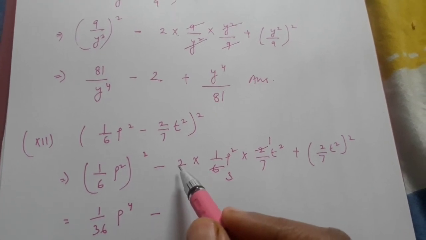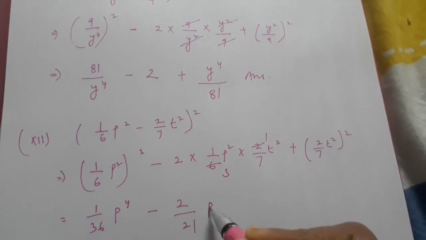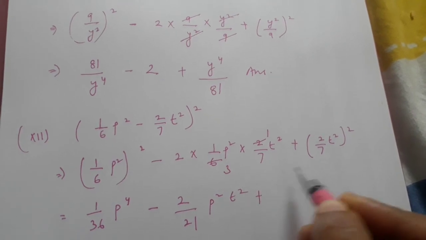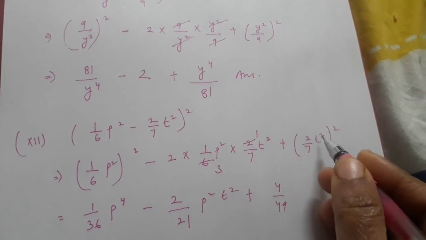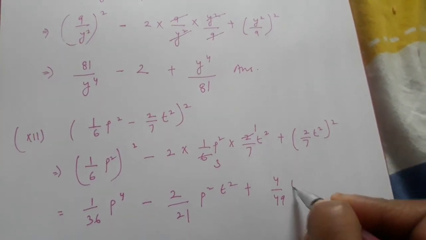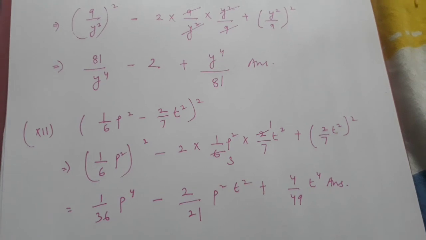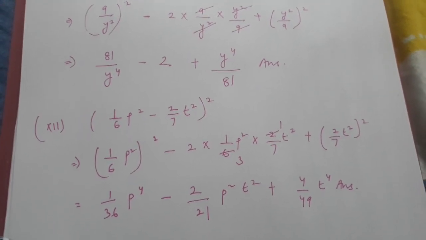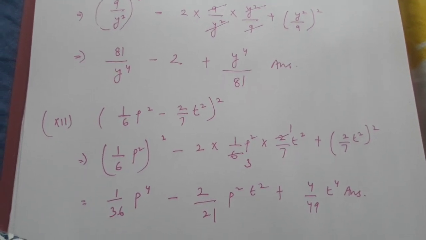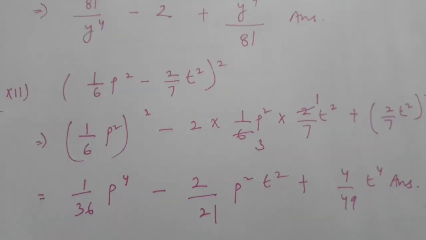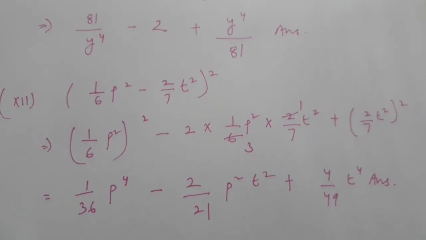So our answer would be 2 into 1, that is 2, and 3 sevens are 21 p²t², plus 2 twos are 4 and 7 sevens are 49, (t²)² would become t⁴. So the answer of the 12th part of question number 3 is 1/36 p⁴ − 2/21 p²t² + 4/49 t⁴. So that was all about question number 3. All 12 parts I have solved here.